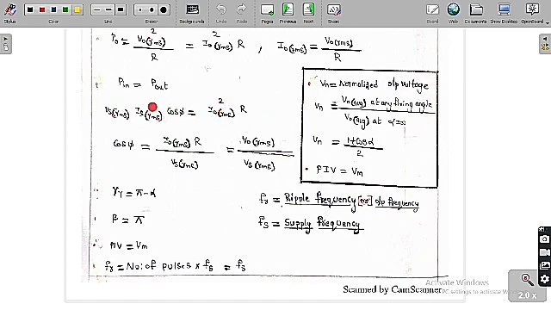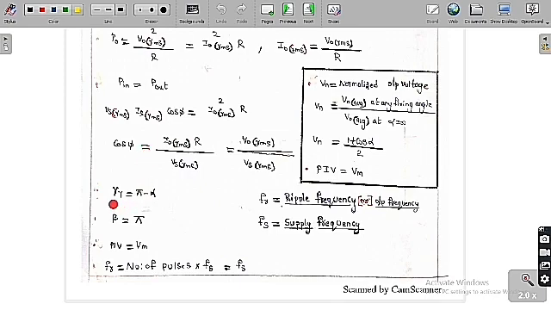I already told you the supply current Is RMS is equal to I naught RMS, so one term is going to get cancelled. Finally we are going to get cos phi equal to I naught RMS into R by Vs RMS. I naught RMS into R is nothing but V naught RMS, so cos phi is V naught RMS by Vs RMS. This cos phi is called the input power factor. Already we know the value of V naught RMS, and Vs RMS is Vm by root 2. So by this we are going to get the input power factor.